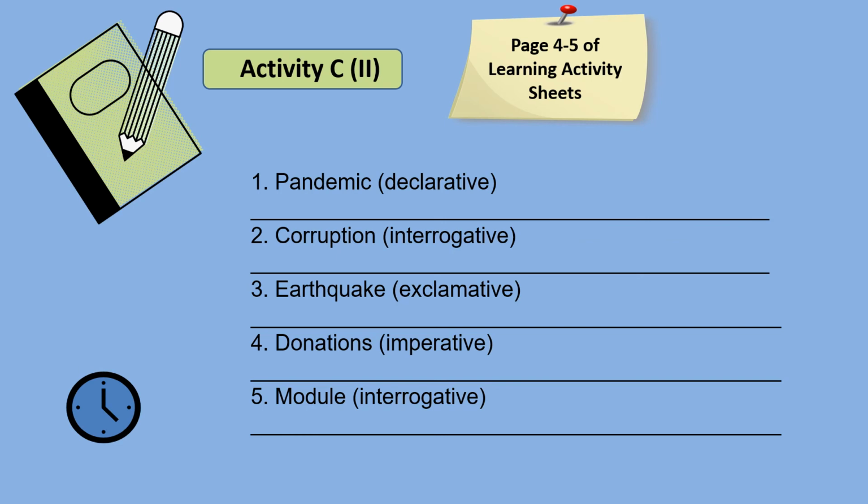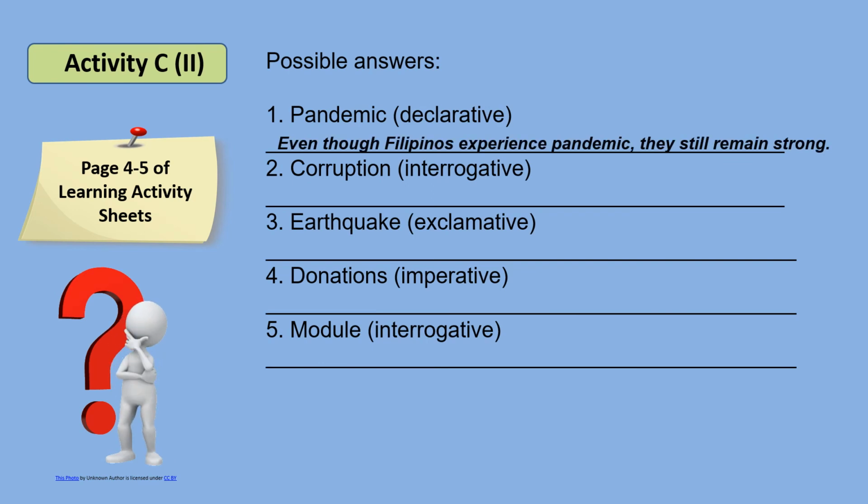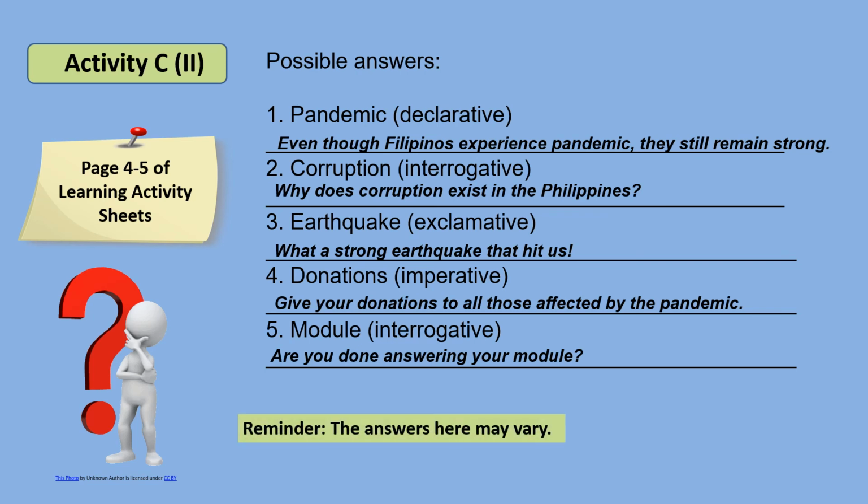Very good! You are now done with Activity C, but let's see if your answers are correct. Here are the possible answers. For number 1, even though Filipinos experience pandemic, they still remain strong. For number 2, why does corruption exist in the Philippines? Number 3, what a strong earthquake that hit us. Number 4, give your donations to all those affected by the pandemic. For number 5, are you done answering your module? Take note, the answers here may vary.